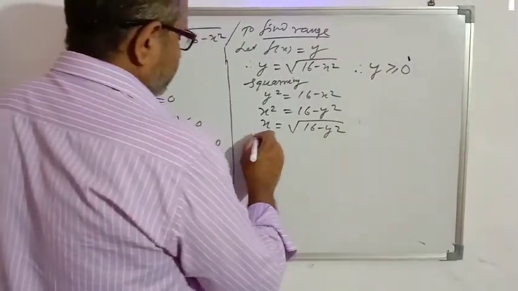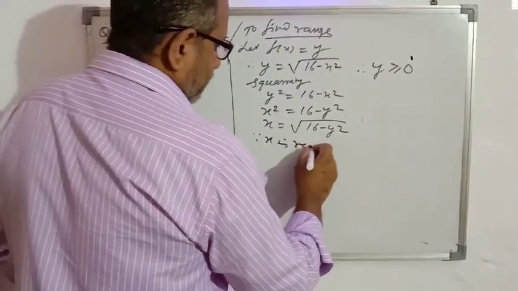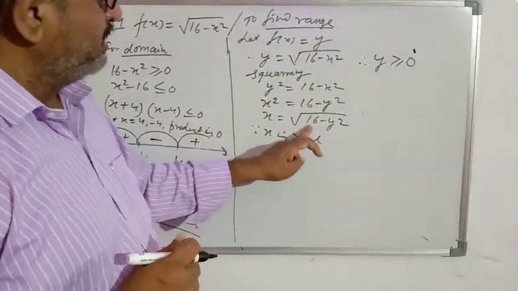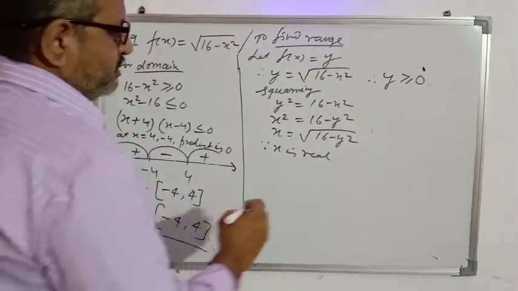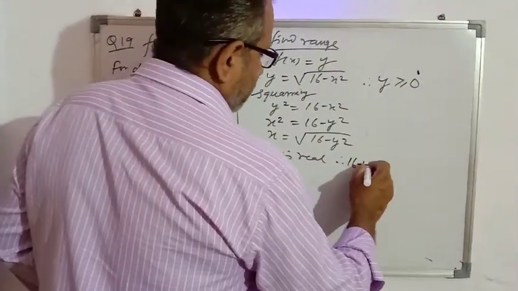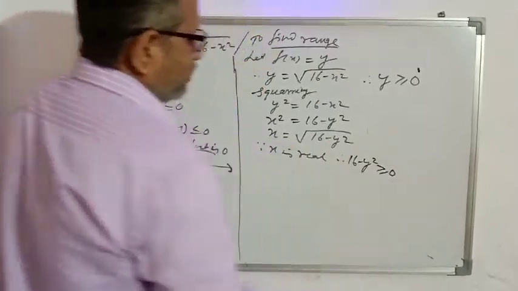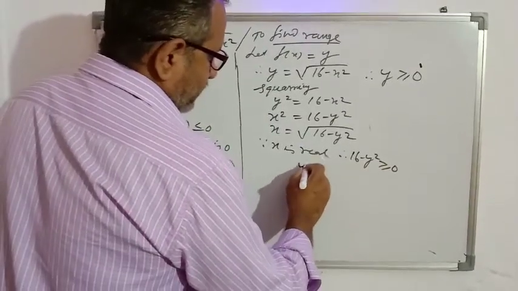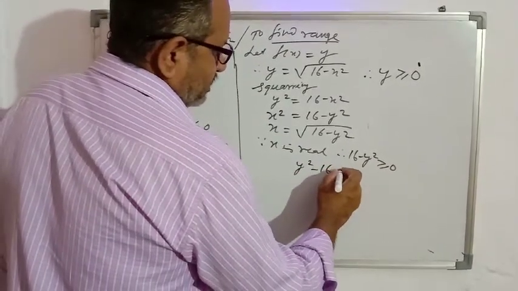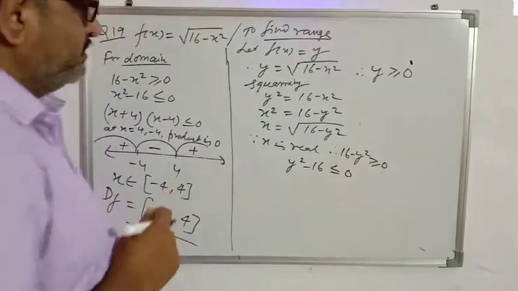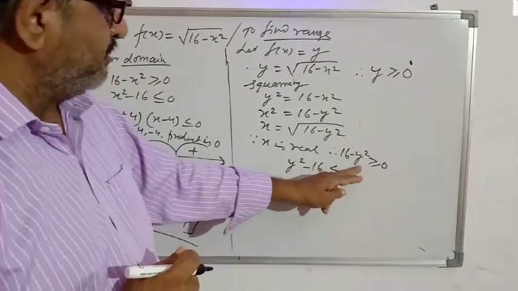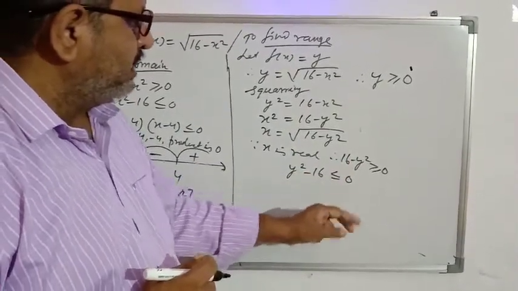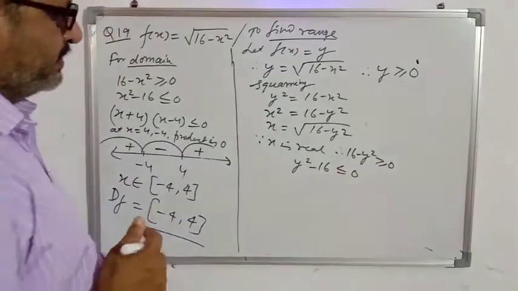Since x is a real number, it means 16 minus y squared is greater than or equal to 0. It cannot be negative. Multiply both sides by a minus sign, and we get y squared minus 16 less than or equal to 0. Multiplying both sides by a negative number, minus y squared will become plus, 16 will become minus, and the sign of inequality will reverse.